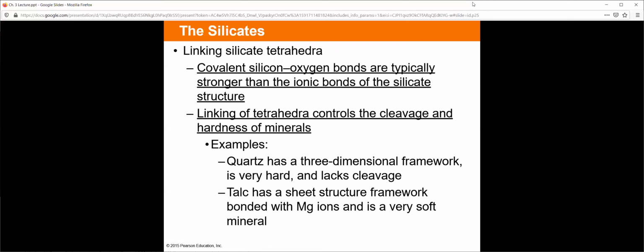The linking silicate tetrahedra can form covalent silicon-oxygen bonds. And these are typically stronger than ionic bonds, as I said before. And the linking of these tetrahedra controls the cleavage or hardness of the mineral. As I said previously, that tetrahedron, that cartoon we showed, can work with many different other elements and combine in many different unique ways to produce a wide variety of minerals, the wide variety of the world that we exist in.